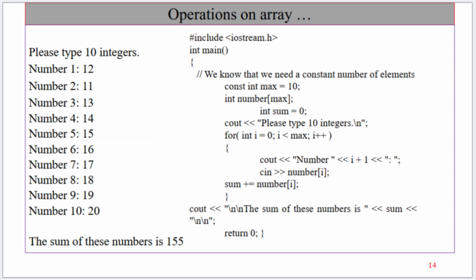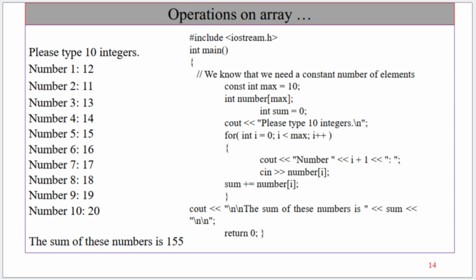Operations on array. Please type 10 integers. Number 1, 12, number 2, 11, number 3, 13, number 4, 14, number 5, 15, number 6, 16, number 7, 17, number 8, 18, number 9, 19, number 10, 20. The sum of these numbers is 155.